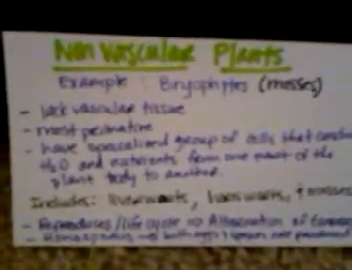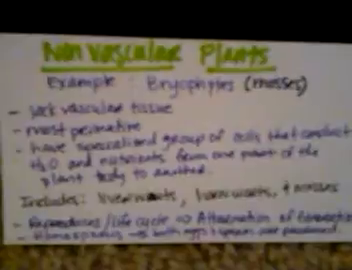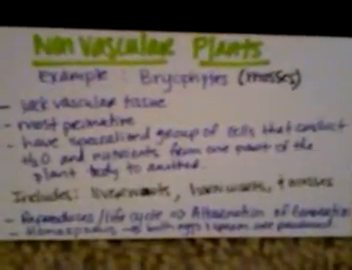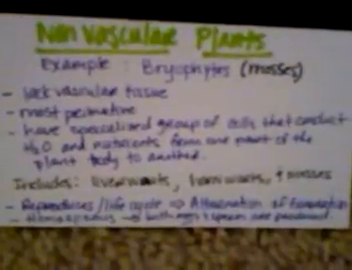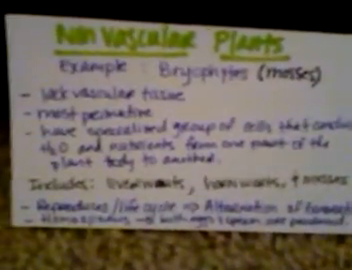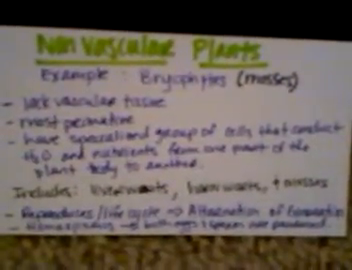They lack vascular tissue. They are the most primitive. Vascular tissue is a specialized group of cells that conduct water and nutrients from one part of the body of the plant to the other, which is how they feed themselves. Some of the ones included in this would be the liverwort, the hornwort, and the mosses.